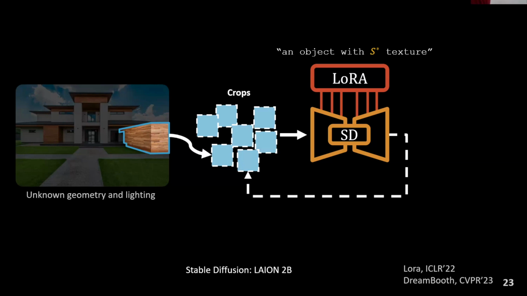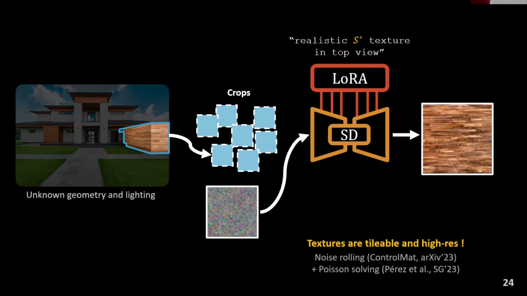So once we have optimized our Stable Diffusion, we can use it with an input noise in order to generate a texture that resembles the one of the input region image. In that case, we use a different prompt. The prompt is a realistic S-star texture in top view. And again, this prompt is handcrafted in a way that the geometry and the lighting will be disentangled from the information of the generated image. An interesting insight is that the textures that we generate are tileable and high resolution.